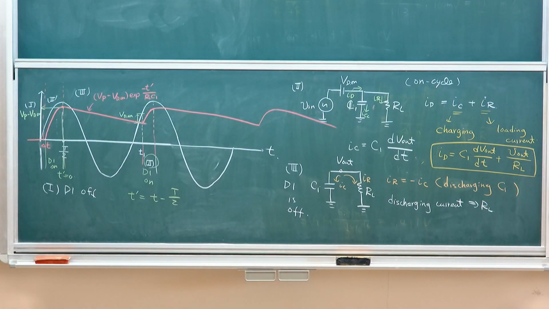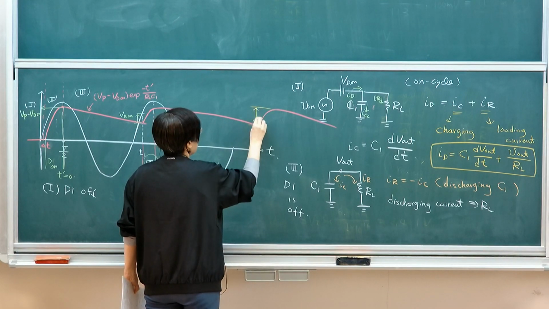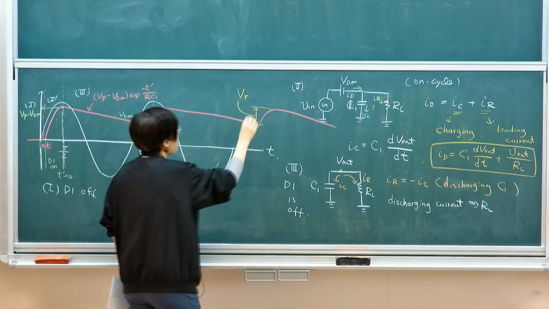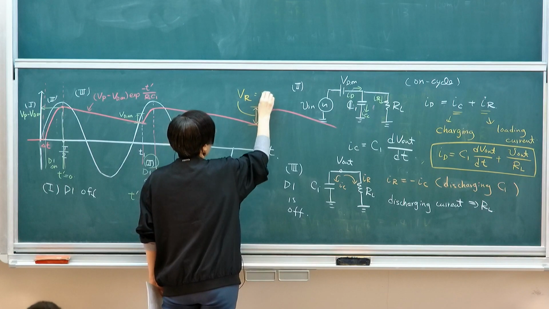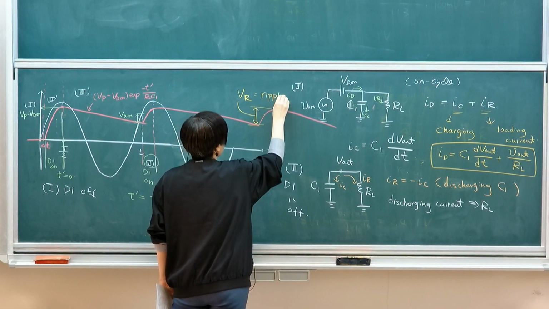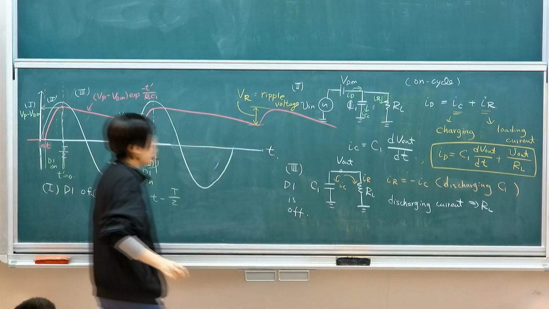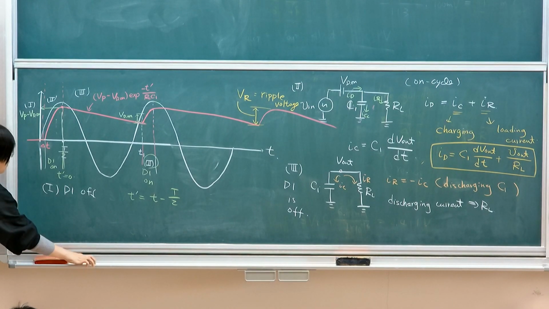So in this type of application, what you're concerned with is actually this. This is how much voltage difference. I believe the textbook defined this as what we call the ripple voltage. It's a little bit confusing with the reverse voltage, but in the textbook they use this notation.